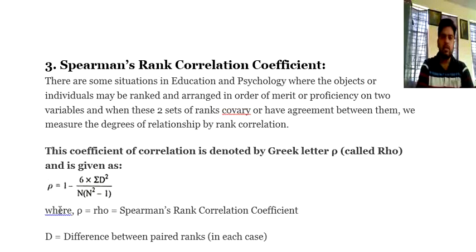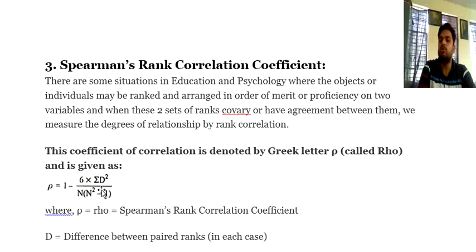The formula is here. The coefficient of correlation is denoted by rho. This is read as rho for correlation, and rho is equal to 1 minus 6 into summation of d square, divided by capital N into n square minus 1. What is this n? That is the number of items, how many students are there. So n is very easy, it will be given in all the questions.